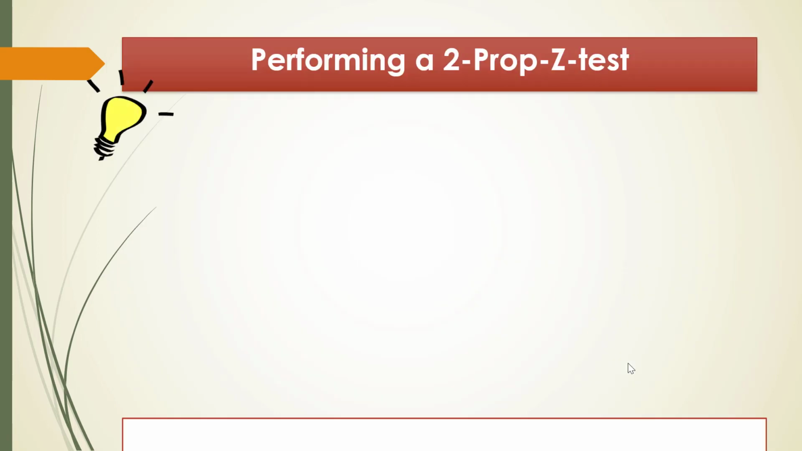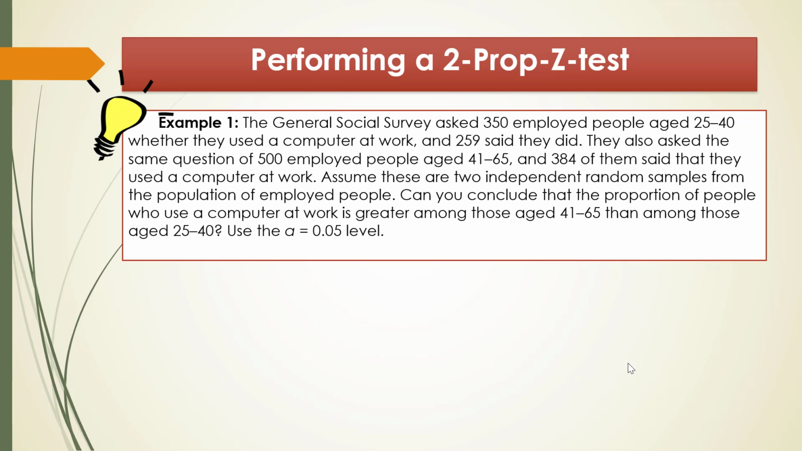Perform a two-proportion z-test. Let's look at this example. We have learned how to perform the test by two methods, the p-value and the critical value method. Now we are going to apply what we have learned to this example.